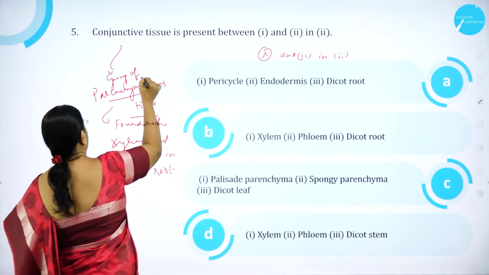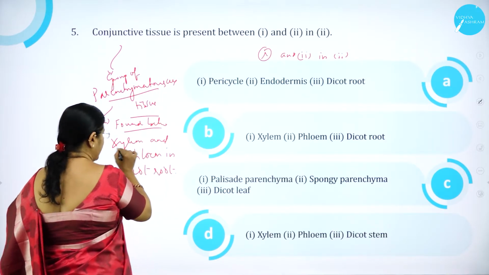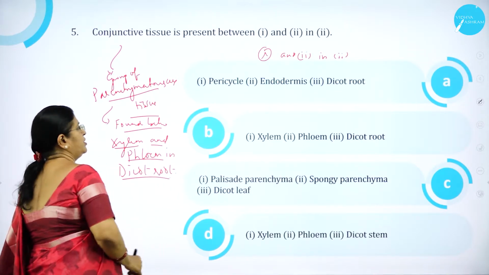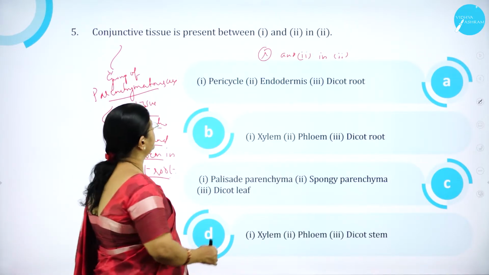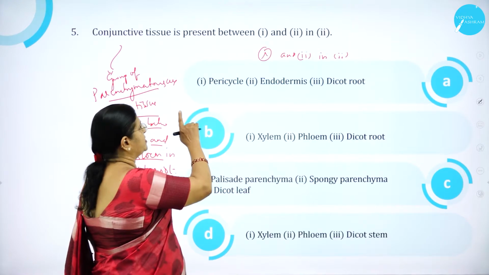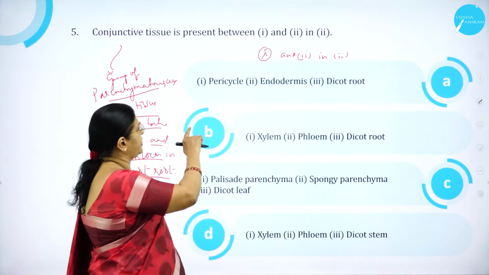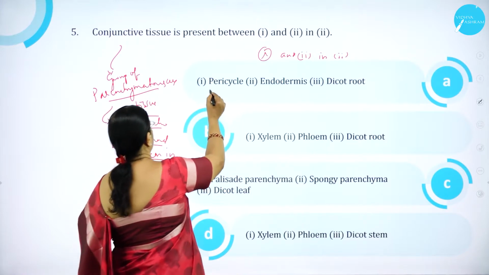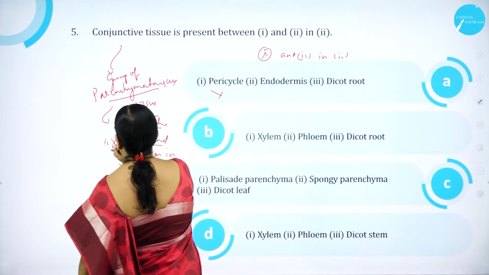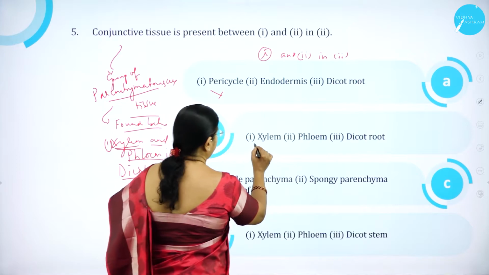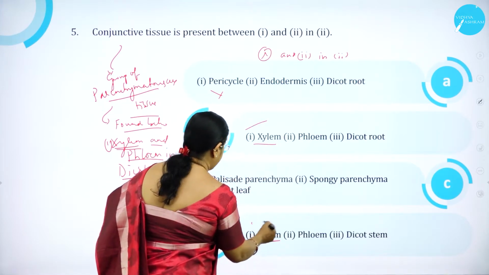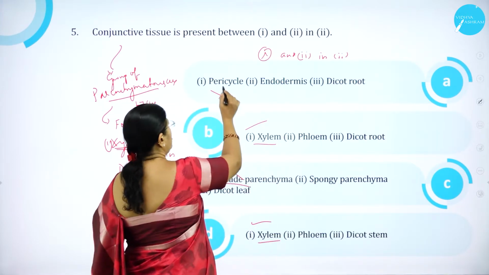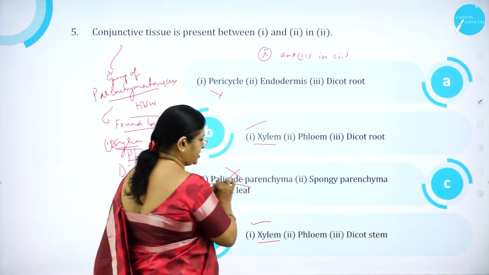Group of parenchymatous cells found between xylem and phloem in dicot root. So option A: conjunctive tissue is present between what and what? Pericycle, endodermis, dicot root, wrong. Xylem is the first one. Wherever you get xylem, it is correct. So here it is there, here it is there. Here it is wrong. So option A and C is wrong.